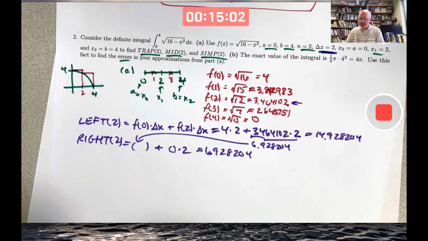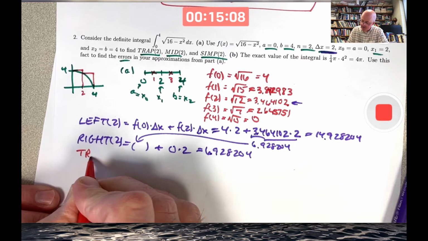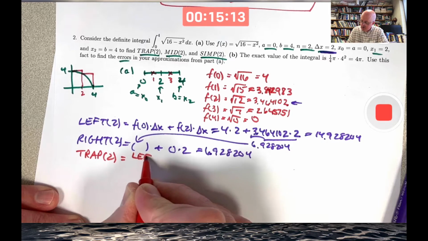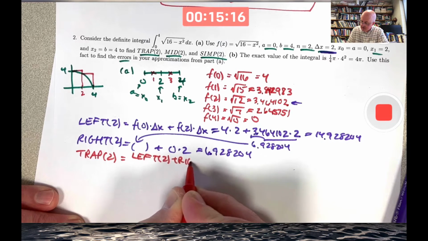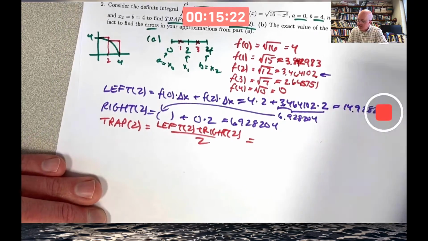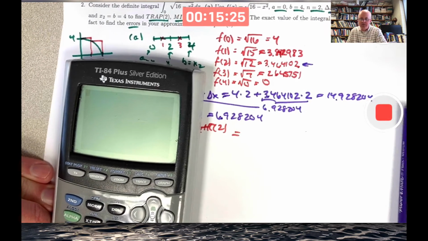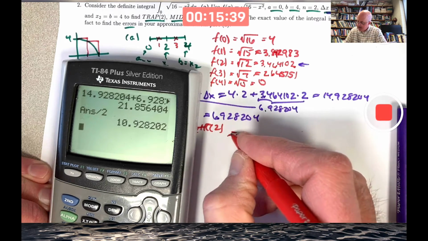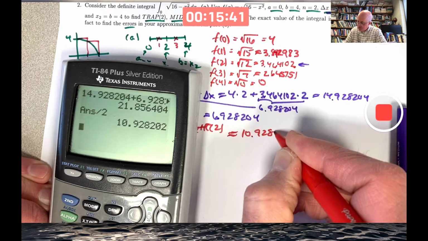And averaging them certainly seems reasonable to give a better answer, and that's what the trapezoid rule does in this empirical approach. Again, this is not the quote-unquote standard formula. It's left 2 plus right 2 divided by 2. I'm going to average these past two answers here. So we have 14.928204 plus 6.928204 divided by 2 is approximately 10.928202.